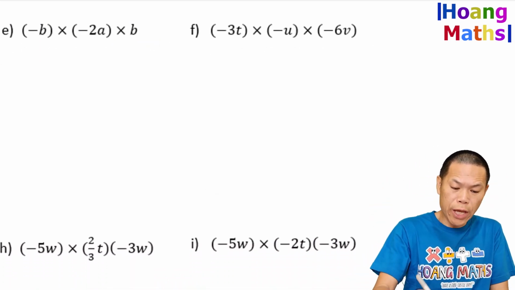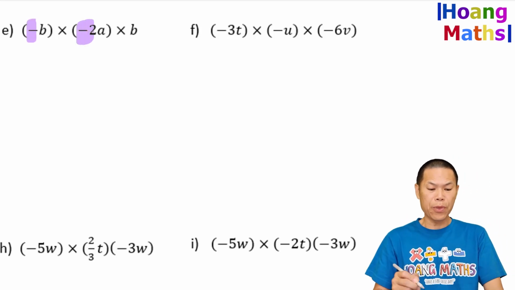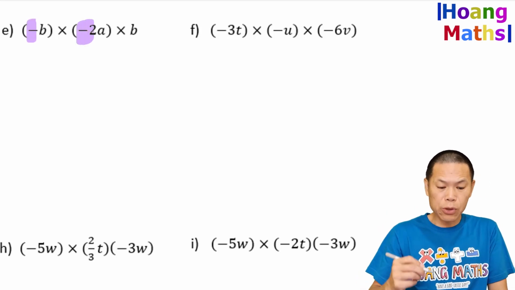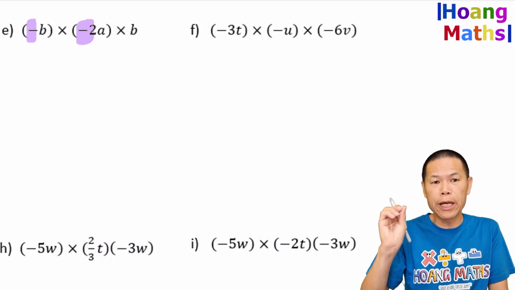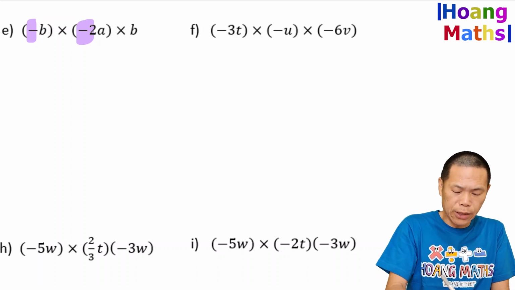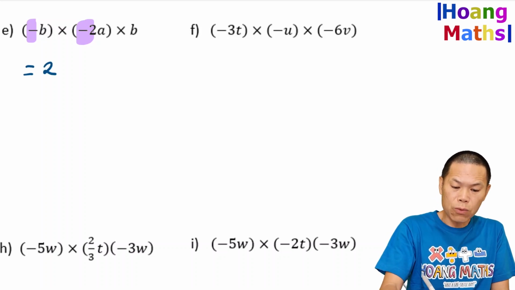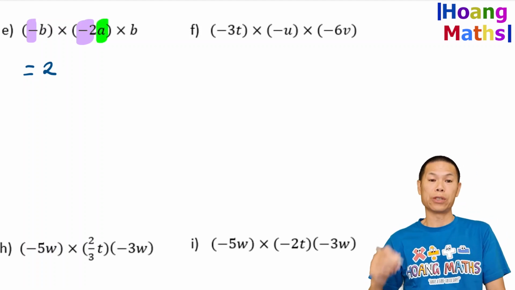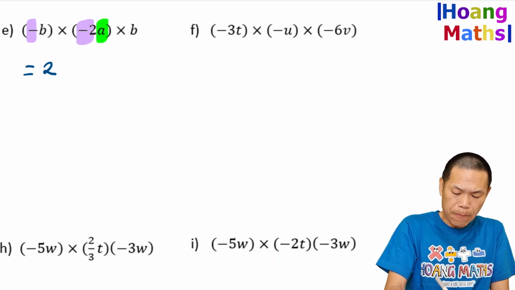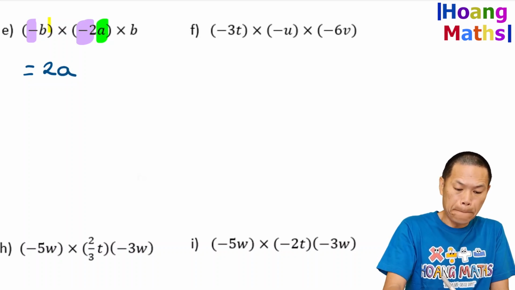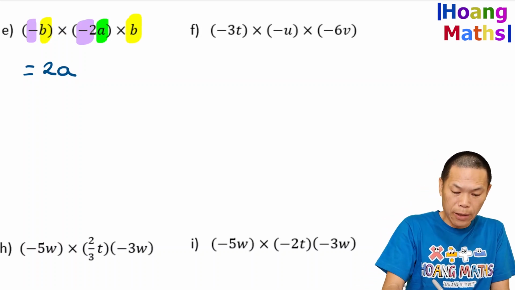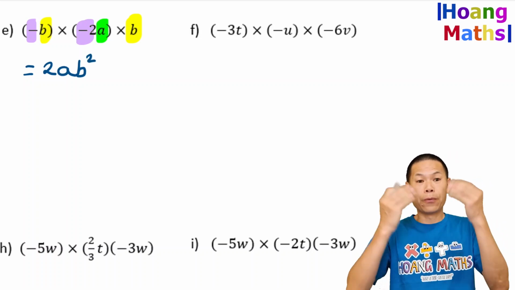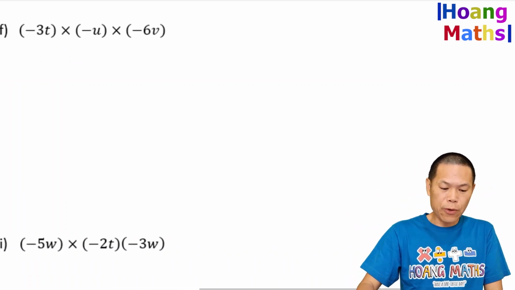Part E. So we have two negative numbers times together, which gives you a positive. So 1 times 2 is 2. Otherwise, just put negative 1 times negative 2 on your calculator. The answer is 2. And now for the letters, we have B times B and A. Let's write in alphabetical order first. So A, we write down, and we have B, and we times B. And B times B is B squared. There you go.